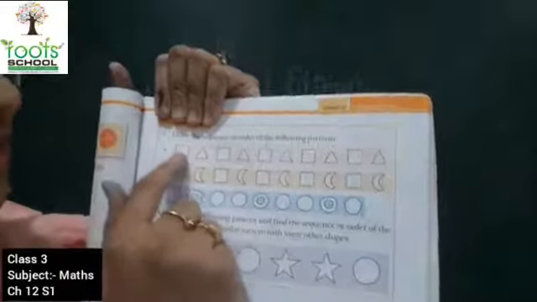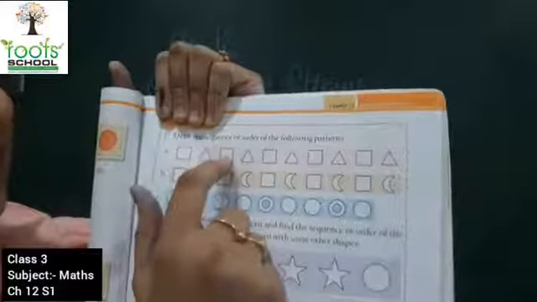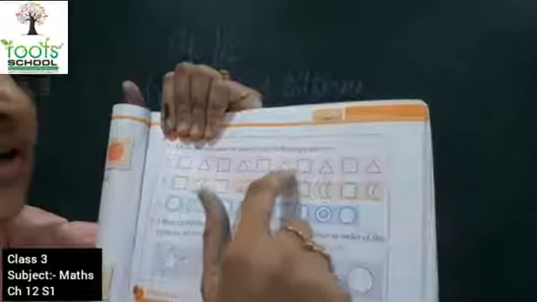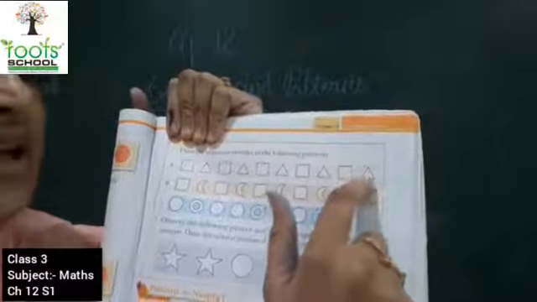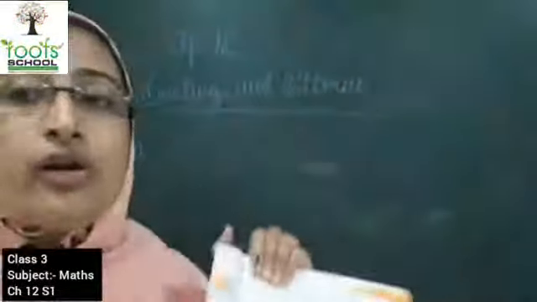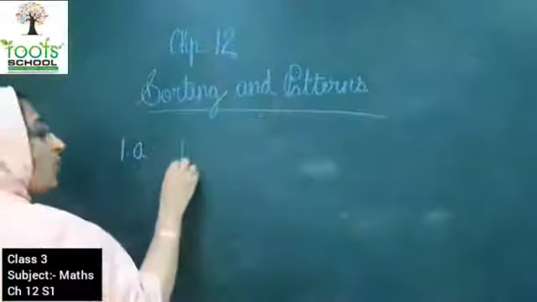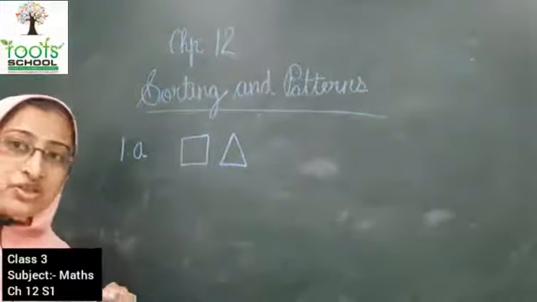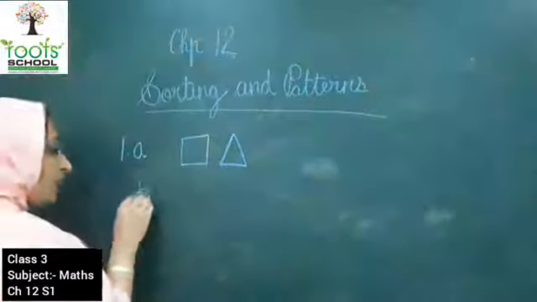Okay kids. Now here you can see, draw the sequence or order of the following patterns. Now here in A, what can you see? A square, triangle, square, triangle, square, triangle, square, triangle, square, triangle. So what is the sequence of this order? It is square and triangle. Understood?